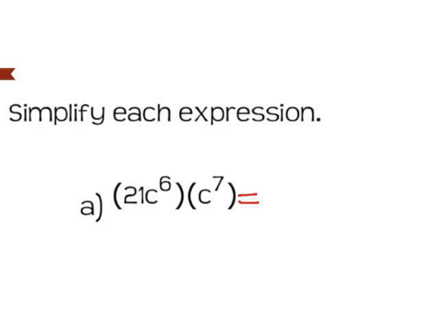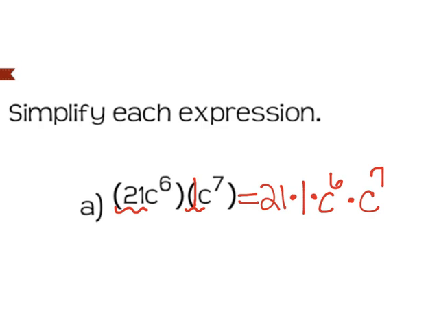Now, we actually have two coefficients. The first one is 21 and the second one is here. We can't see it, but we all know it's understood that if a variable is there without a coefficient, it's understood to be 1. So we're going to write those out: 21 times 1. And now that we've written those out, we can follow up by listing our variables: times c to the 6th power times c to the 7th power.